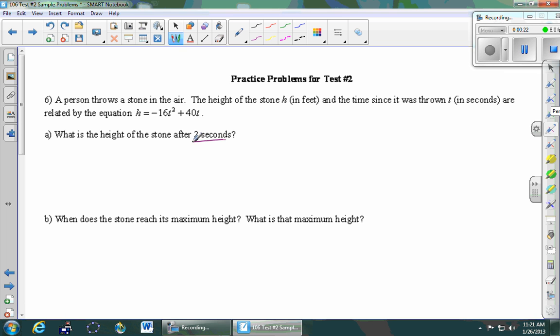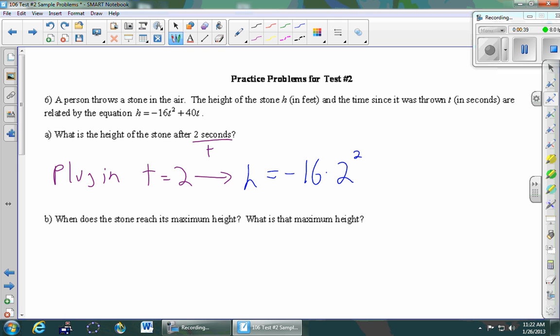So the value of 2 here is a value of t. All we need to do here is plug in t equals 2 into our equation. So let's try that. The equation says h is negative 16 times t squared, but now that t becomes 2, so it's 2 squared, plus 40 times t, but this t also becomes 2. You can use your calculator, but these numbers aren't so big. I think we can handle it.